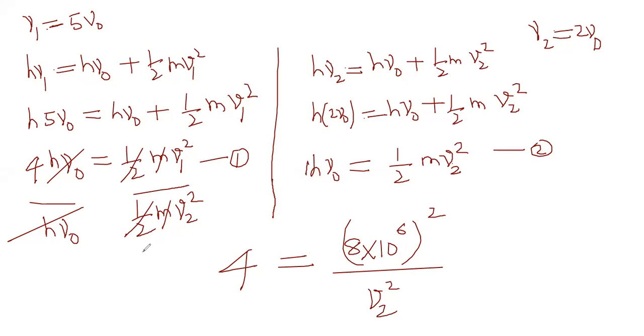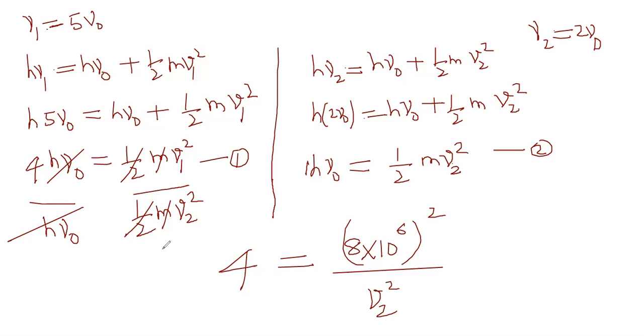Without subtraction we are doing it. Earlier I did subtraction, but we had to substitute all the values of mass, h, nu naught, all that. Now, without substitution, all values will get cancelled when you do the division. So this is way easier than that. Okay. Now I have to find out V2. How will I find the value of V2?